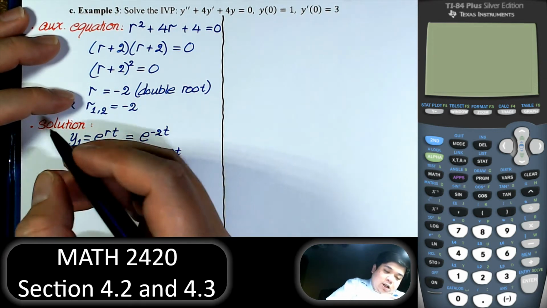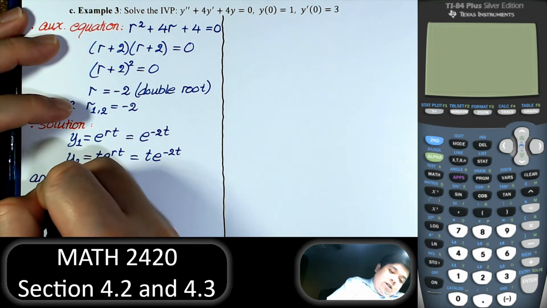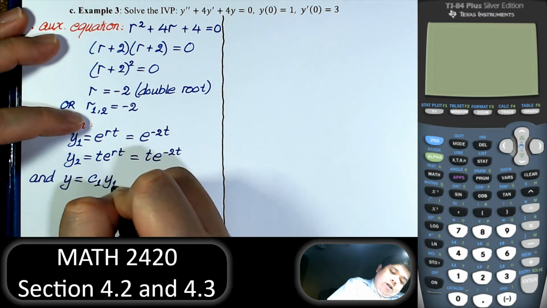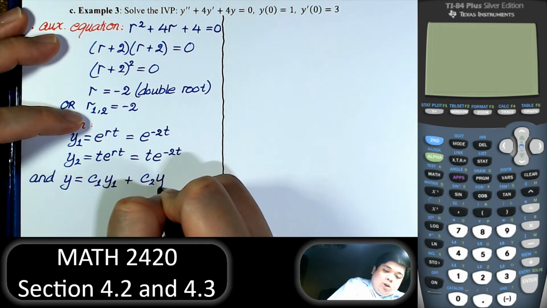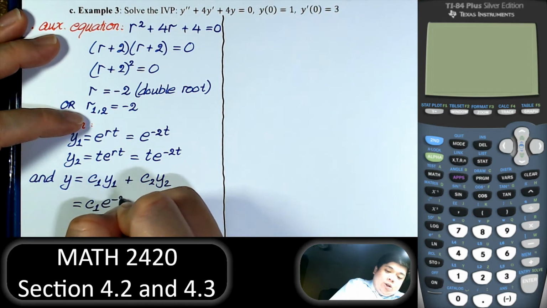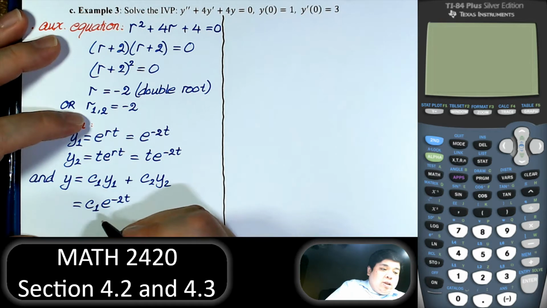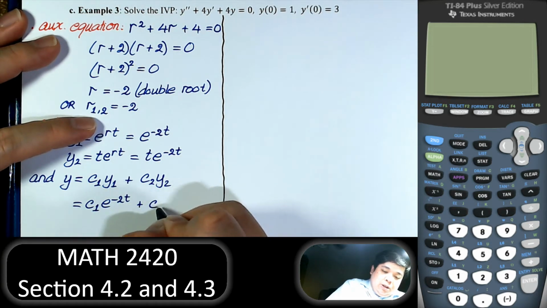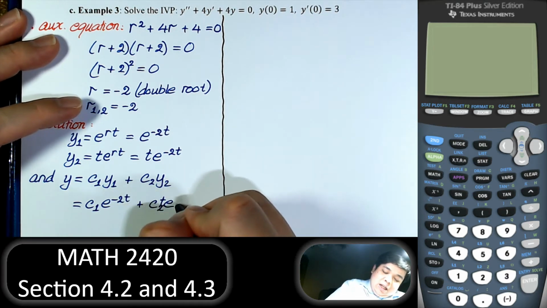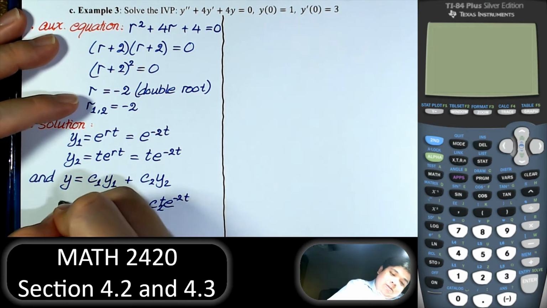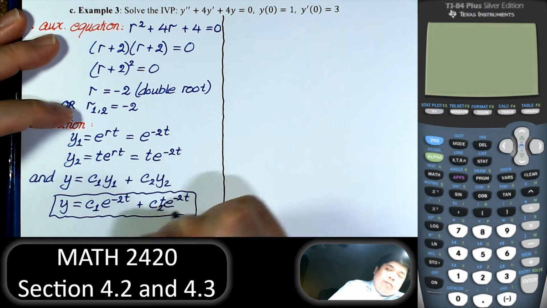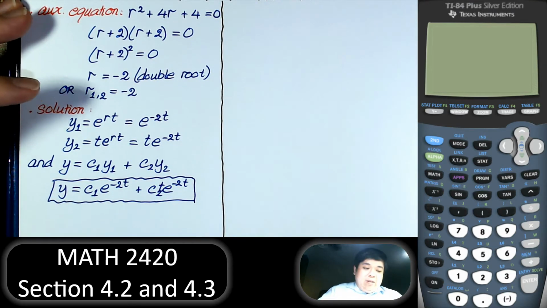Of course, the solution is actually a linear combination of these two: C1 y1 plus C2 y2, meaning C1 e to the negative 2t plus C2 t e to the negative 2t, right? So this is the general solution. Now we have initial conditions.